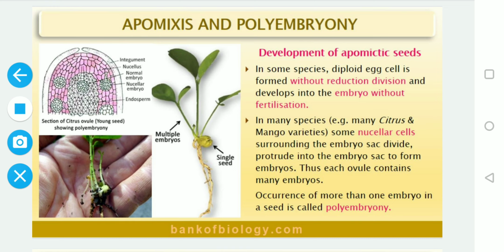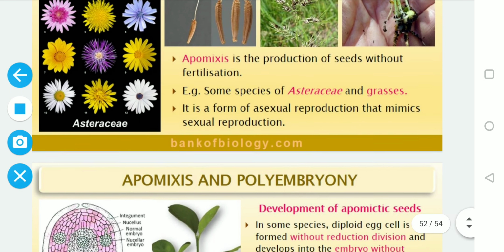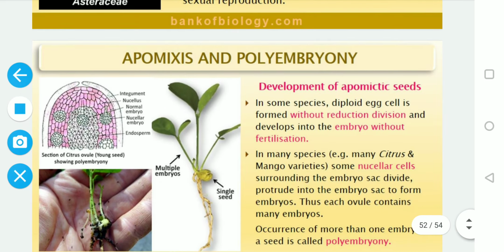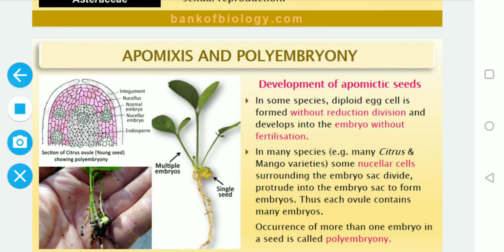But there are some specific species, as I said just now. What are those species? Asteraceae and grasses. In some species, the diploid egg cell is formed without reduction division and develops into the embryo without fertilization. So that is the phenomenon behind the apomictic seeds.